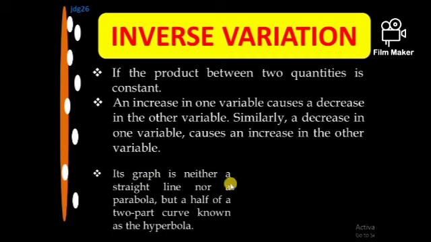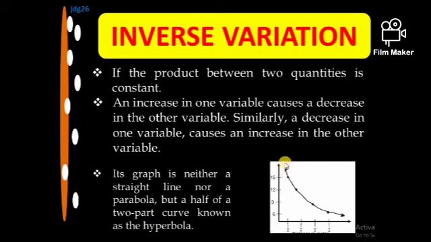And each graph is neither a straight line nor a parabola. So, pag ginrap natin ang inverse variation, hindi siya straight line katulad ng direct variation. Hindi rin siya parabola, but a half of a two-part curve known as the hyperbola. So, ganito ang itsura ng graph ng inverse variation.